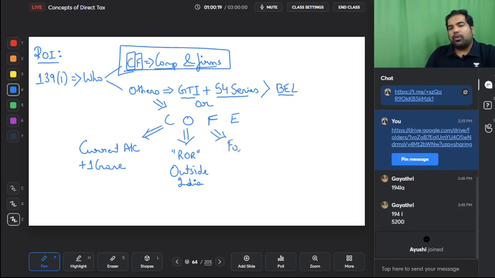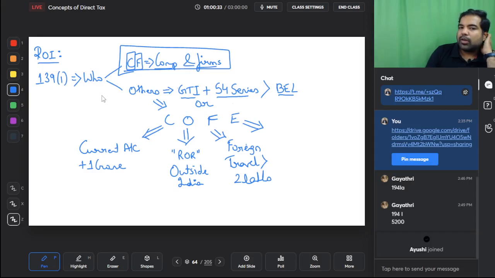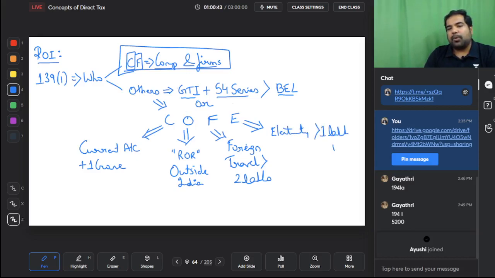If you have spent money on foreign travel for yourself or for anyone else greater than 2 lakhs in this year, then we definitely want to know how are you affording to do that, how are you spending that, especially because you are saying your income is not more than basic exemption limit. And if your electricity expense is greater than 1 lakh per annum, then we want to know how are you affording such high electricity expense. So in all these 4 cases, coffee, you will need to file your return of income.